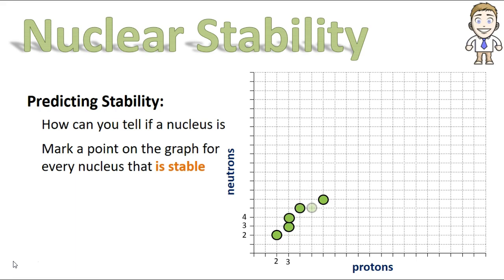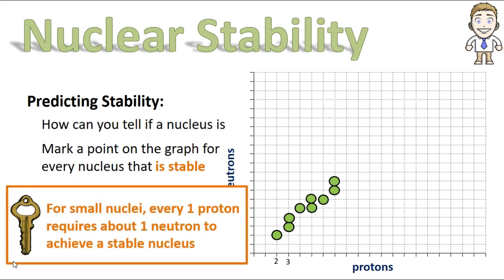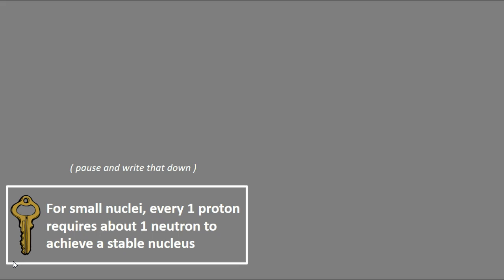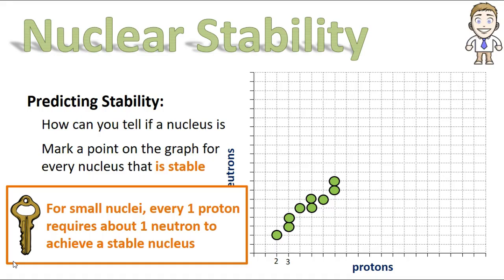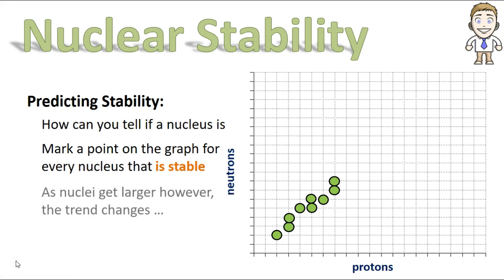And we keep putting green dots where it's going to be stable, and a pretty obvious trend emerges. You can eventually see that for small nuclei, the ones we've seen so far, for every 1 proton, it requires about 1 neutron to achieve a stable nucleus. That's why carbon was stable with 6 protons and 6 neutrons. It would be really nice if this trend continued for all atomic nuclei, but unfortunately it doesn't.